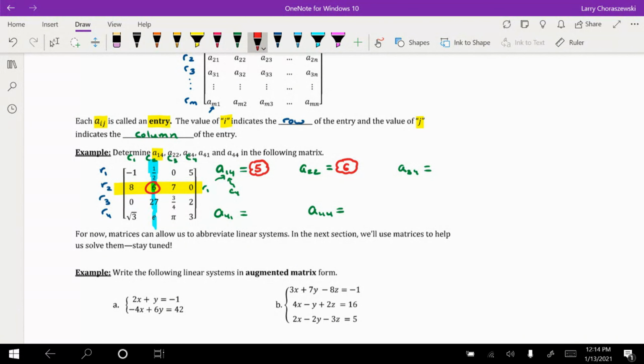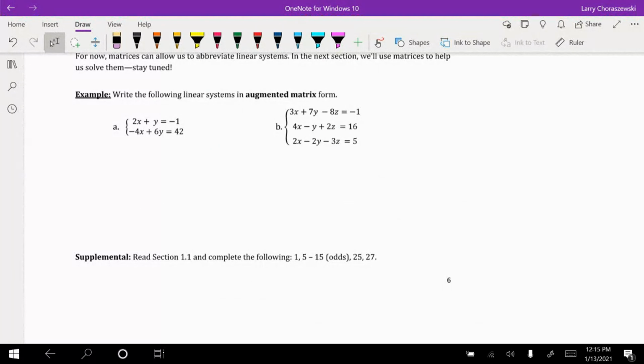All right, here we go. Those look good to you guys? All right, so one thing about matrices, they allow us to abbreviate linear systems. And there's a special type of matrix that can be created out of a linear system.